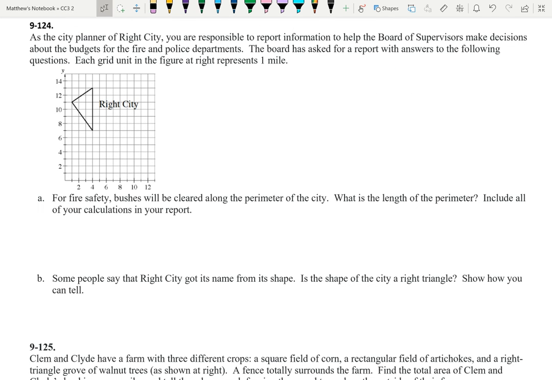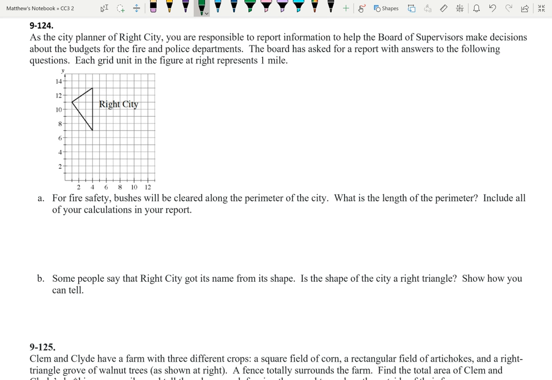All right, then we have 9-124. It says, as the city planner of Wright City, you are responsible to report information to help the Board of Supervisors make decisions about the budgets for the fire and police departments. The board has asked for a report with answers to the following questions. Each grid unit in the figure at right represents 1 mile.